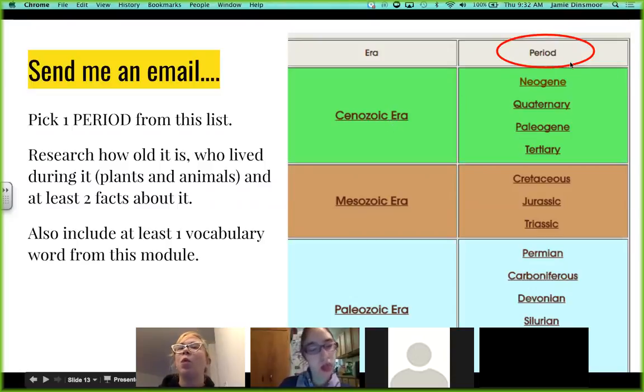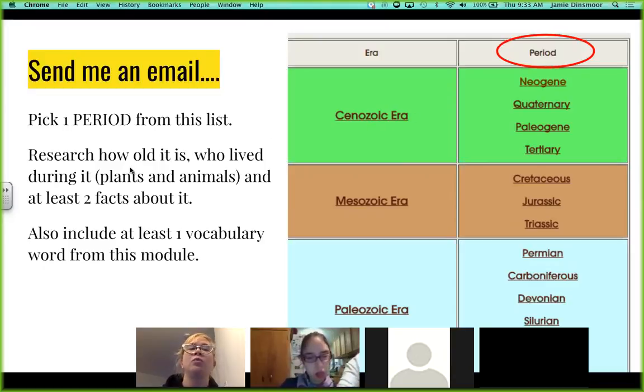So I want you to pick one period, a time period from this list. There's a whole bunch of options. It also tells you what era it's in. I didn't want to explain all that, but there's tons of ways that they divide time. It's a little complicated. So I want you to pick one of these periods. We talked about how in the Jurassic and Triassic and Cretaceous periods there were dinosaurs, so you might want to pick those if you're interested in that. Otherwise, just pick a random one.